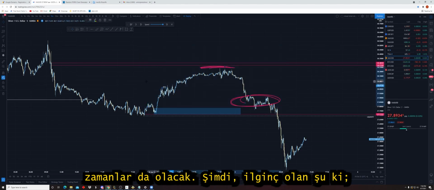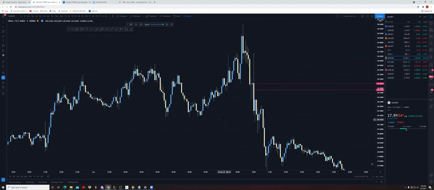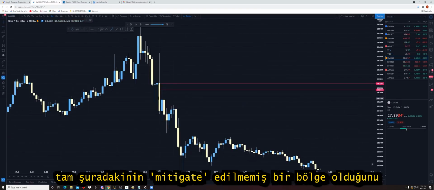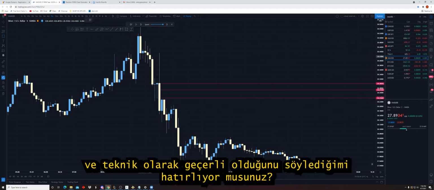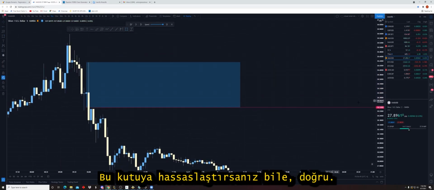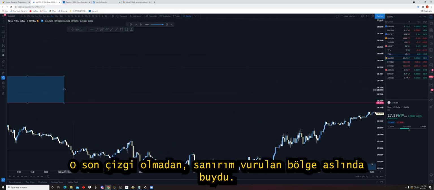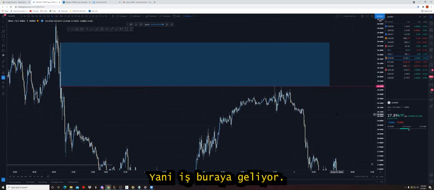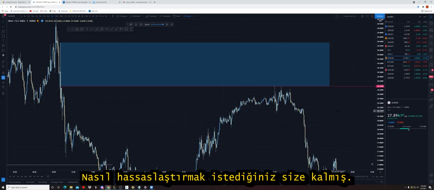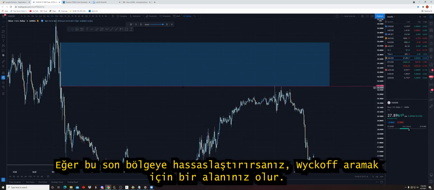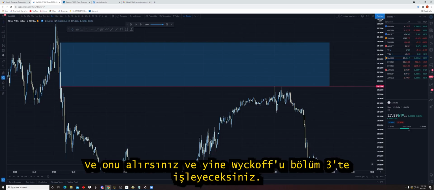Now, what's interesting is, remember back here when we looked at it at the time, and I basically told you that this right here is an unmitigated zone and it's technically valid, right? Remember how I said you could use this as a box? Even if you refine to this box, with that last line, you can see that that's actually, I think, the zone that got hit. There you go, right? So this is where it becomes up to you about how you want to refine. If you refined to the 3 zones, you would have had a perfect entry. If you refine to this last zone, you have an area to look for Wyckoff, and you get that. And again, you'll go over Wyckoff in section 3.